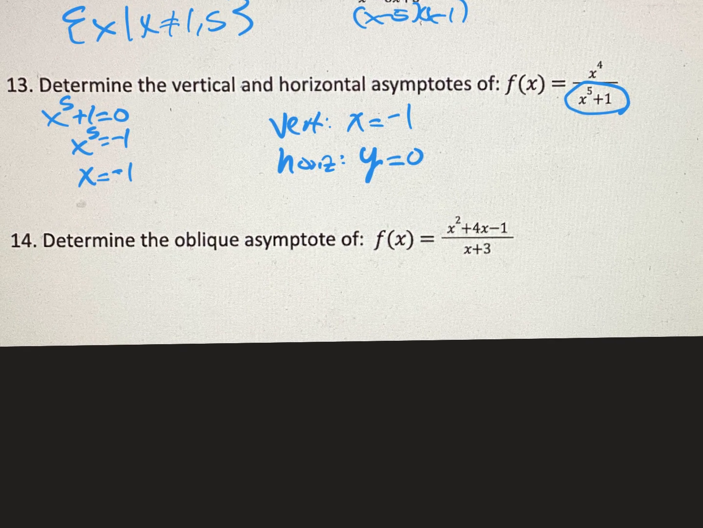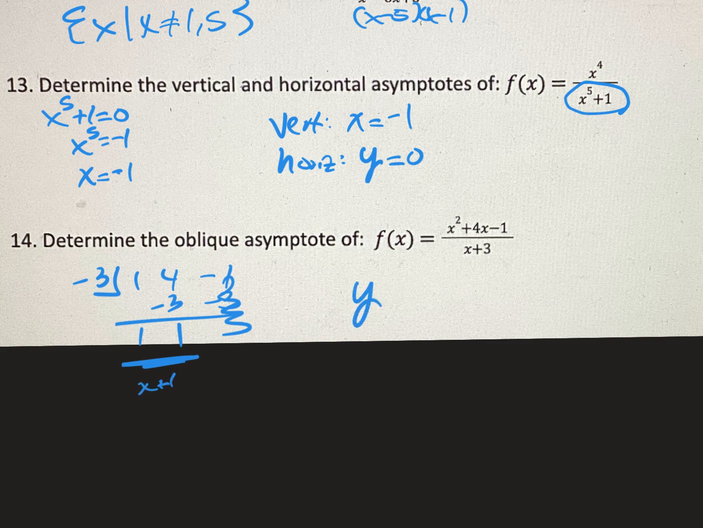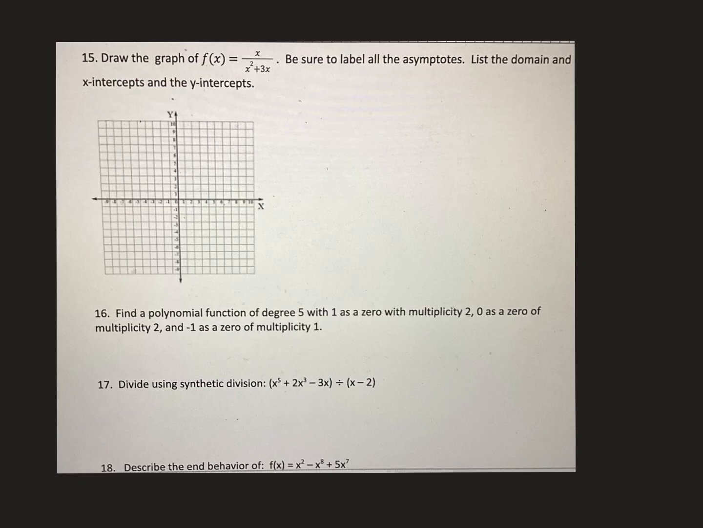14, determine the oblique asymptote. Oblique means slant, and the way you find the slant is you just do the synthetic division. So I'm going to put a negative 3 in the box. 1, 4, negative 1. Bring the 1 down, multiply, add. Now, you don't have to do the remainder on this one, so even though if you do this, you don't have to finish. Those are the numbers you need, which, by the way, that represents x plus 1, because I started with x squared. So your oblique asymptote, just put y equals x plus 1. It should always be slope-intercept form, and that's all you have to do. Just do a quick synthetic there, but don't use your remainder.